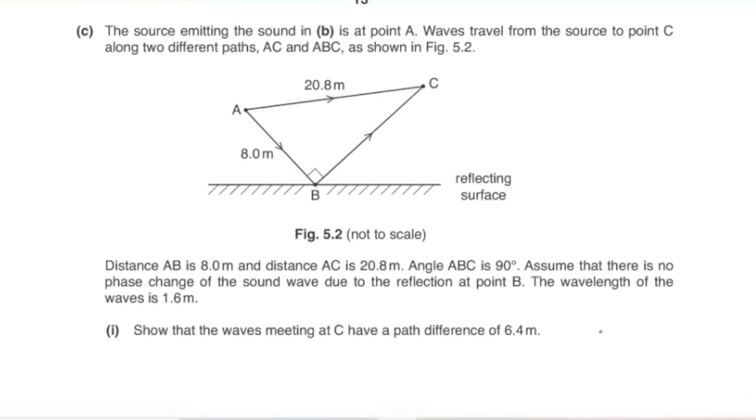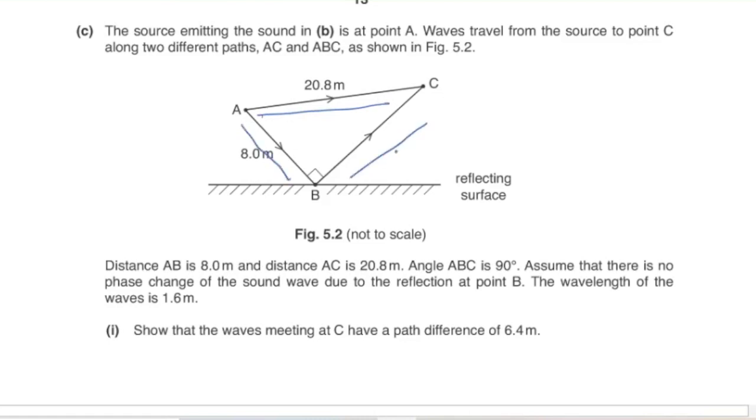Part C, the source emitting the sound in part B is at point A. Waves travel from the source to point C along 2 different paths, AC and ABC. So this is the direct path from A to C, and this is the indirect path to reach point C. They have the same finishing points and the same starting points. The difference is in the paths they're taking to reach point C. Distance AB is 8 meters and distance AC is 20.8 meters. Angle ABC is 90 degrees. Assume that there is no phase change of the sound wave due to the reflection at point B. The wavelength of the waves is 1.6 meters.